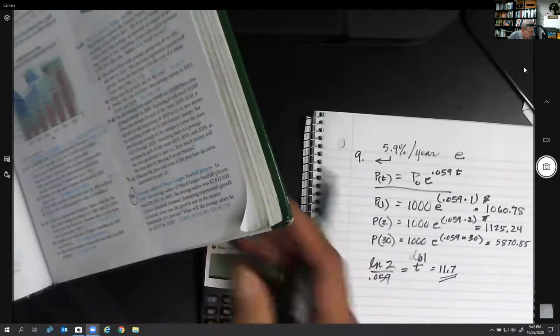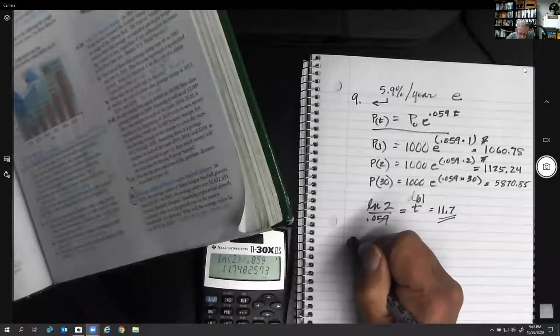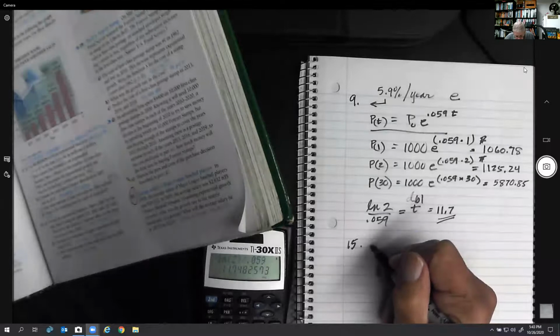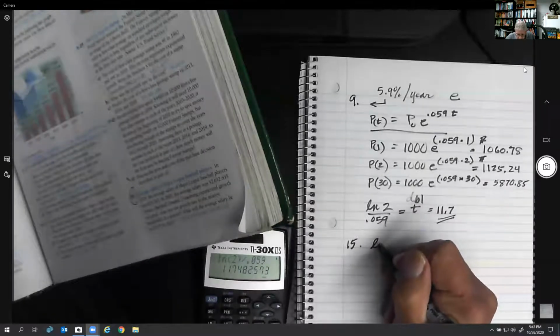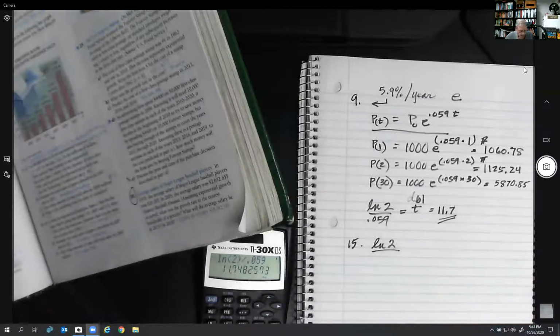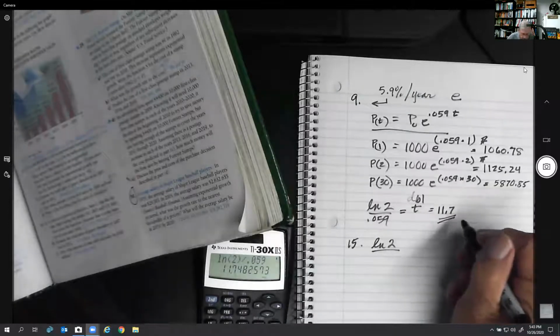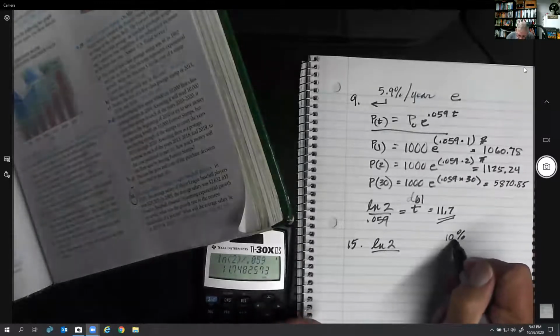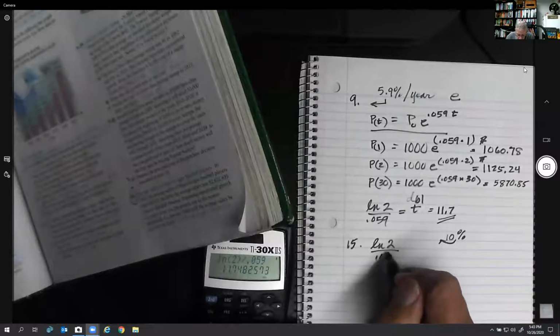Okay, let's look at number 15. It says oil demand. The growth rate of demand for oil in the United States is about 10% per year. When will the demand be double that of 2006? Well, let's find out. ln2 divided by the rate. The rate was 10% per year, but we want that as a decimal, so move your decimal point over: 0.10.